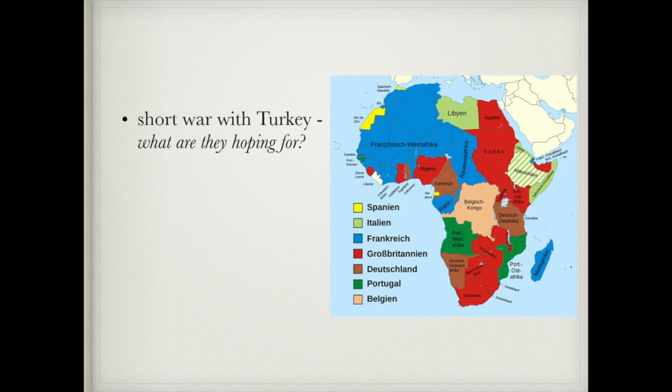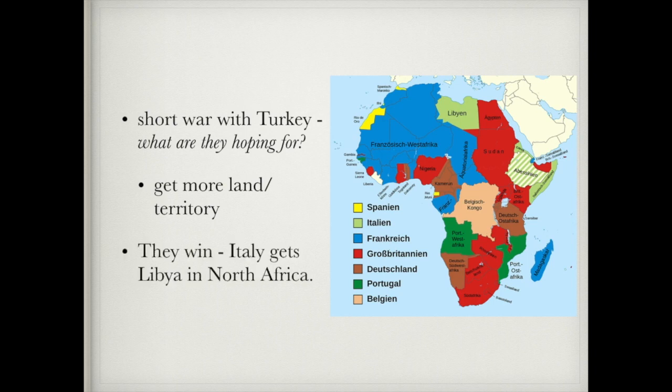Okay, well, let's see how you did. What are they hoping for by going to war with the Ottoman Empire? Well, we know the nickname of the Ottoman Empire, the sick man of Europe, so there may be an easy target. And if Italy wins, obviously they can get more land and territory, grow their imperialistic might. Maybe they can get some land or colonies that the Ottoman Empire had in Africa, which is exactly what they do. So ultimately, Italy will win in a very short war with Turkey.